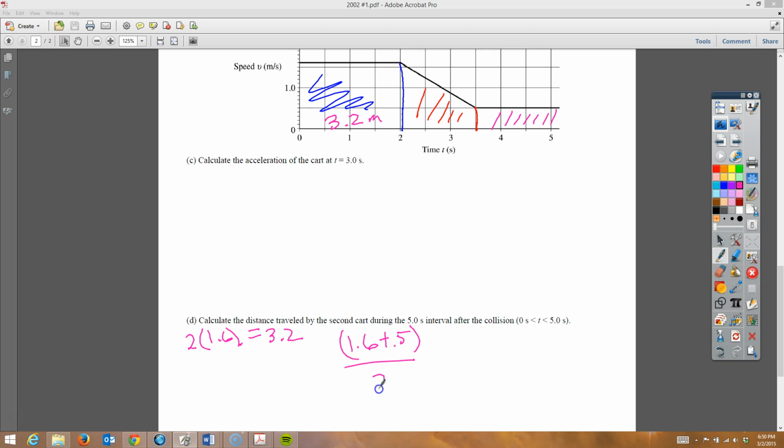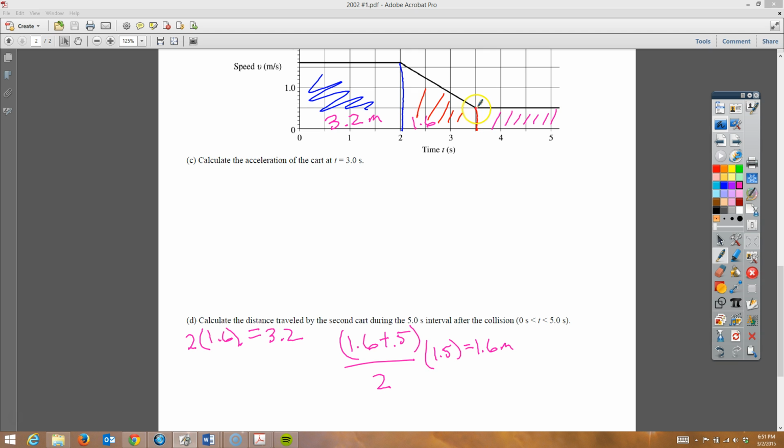We're going to divide that by 2, and then we're going to multiply by the time that it took, which is 1.5 seconds. The other thing you can do is make a little triangle here, find the area of that triangle, and then find the area of the rectangle underneath and add them. I just find this to be a little bit easier to do. So this is equal to 1.6 meters. So now I know this is 1.6 meters.